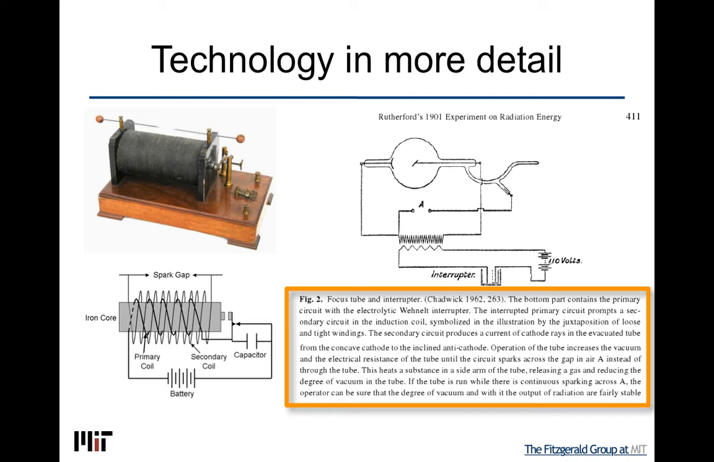Operation of the tube increases the vacuum and the electrical resistance of the tube until the circuit sparks across the gap in air A instead of through the tube. This heats a substance in a side arm of the tube, releasing a gas and reducing the degree of vacuum in the tube. If the tube is run while there is a continuous sparking across A, the operator can be sure that the degree of vacuum and with it the output of radiation are fairly stable.